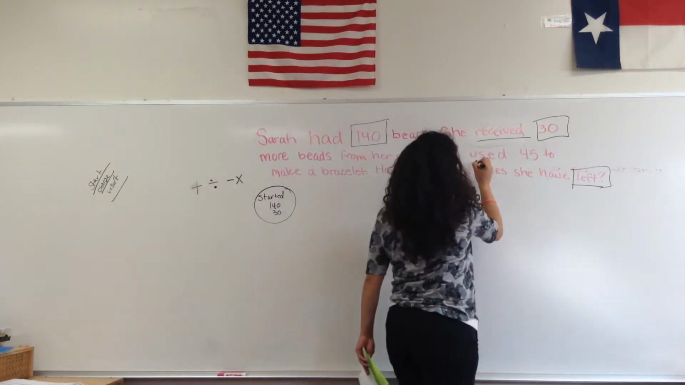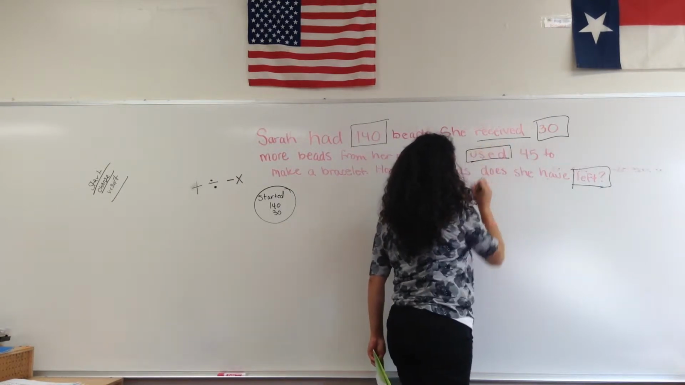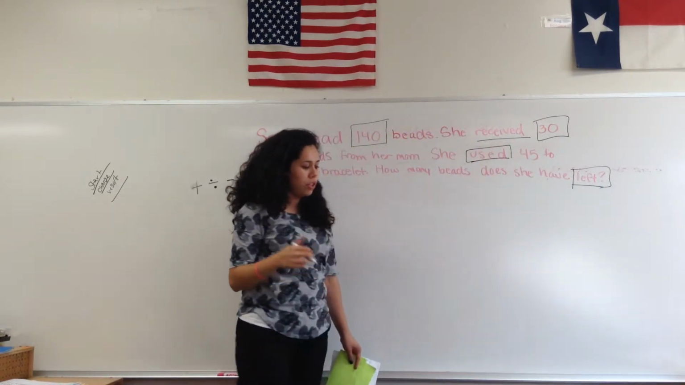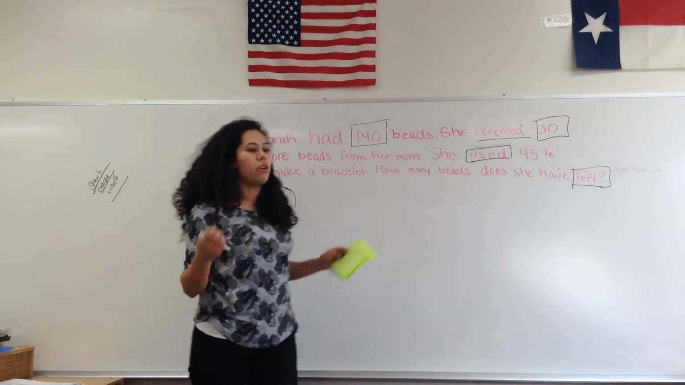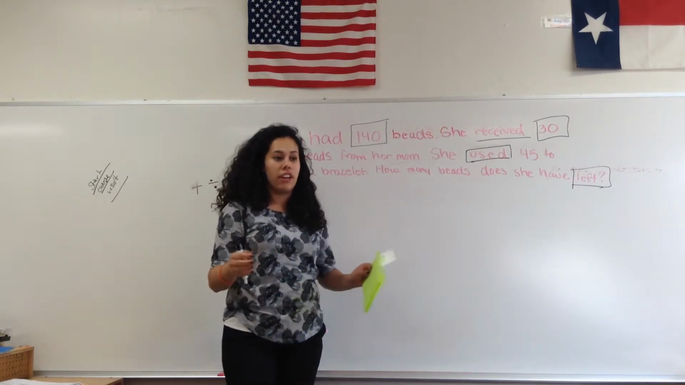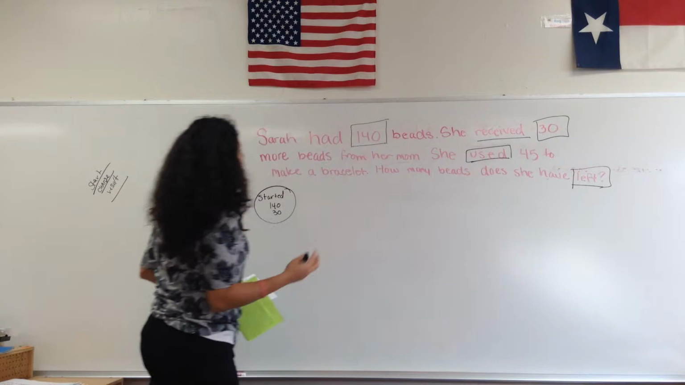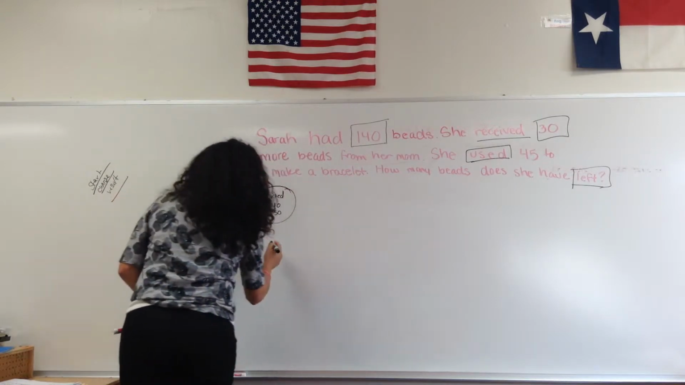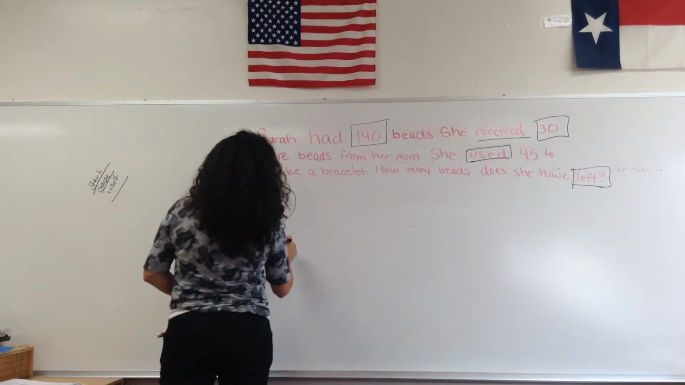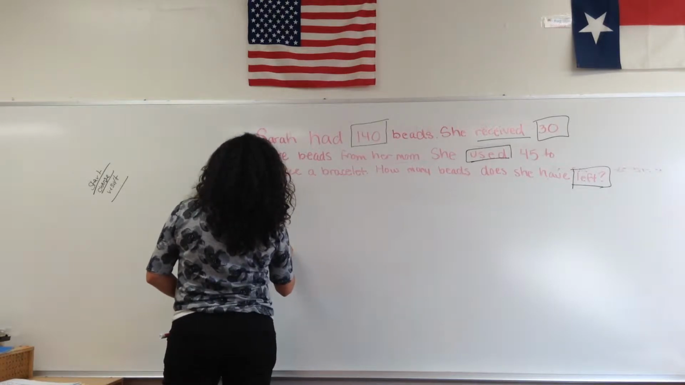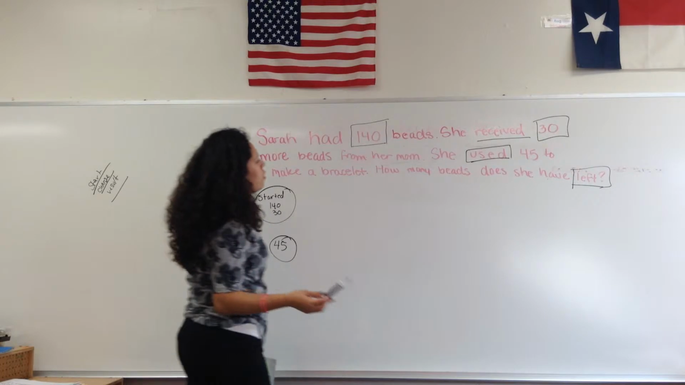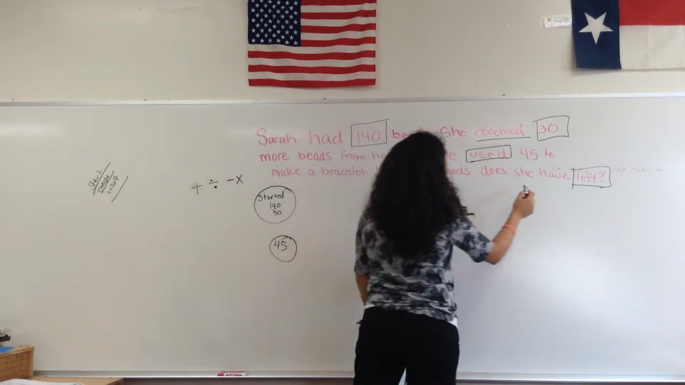Now, it says she used 45 to make a bracelet. What does the word used mean? When you use paper towels, when you use anything, do you have more or do you have less? Okay, great. You have less. You use something, you have less. So that's what the 45 is right here. And then the question says, how many beads does she have left?